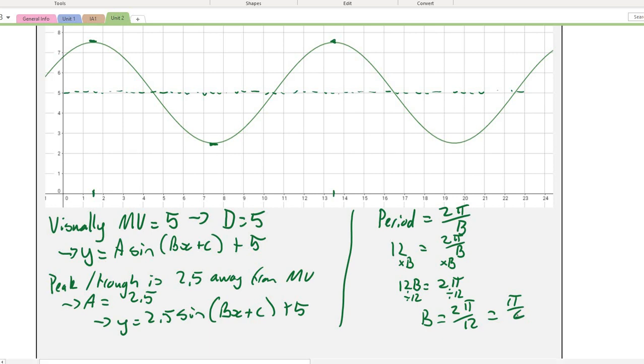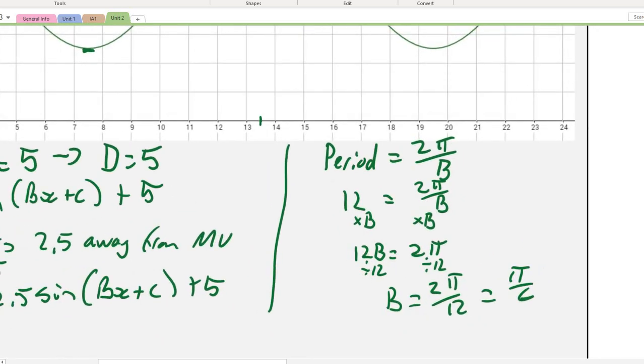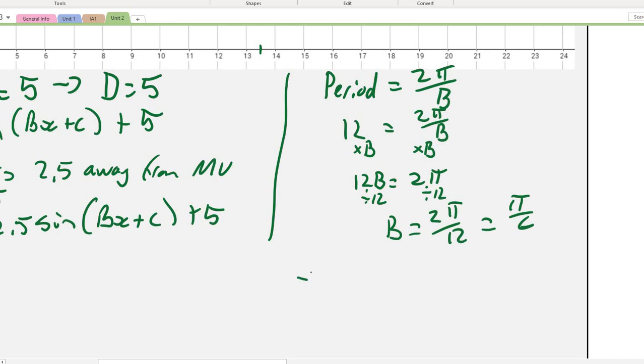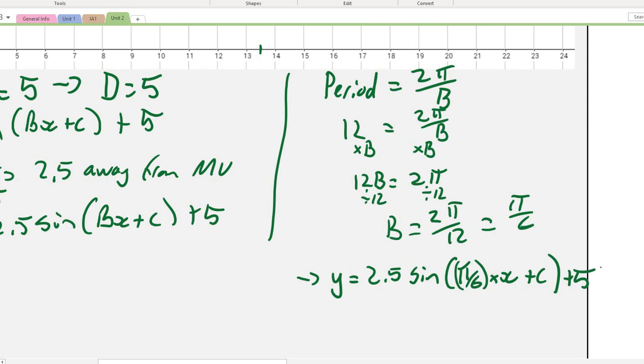Questions, comments, concerns? We're fine with how we got pi on 6. Okay, so let's add that into our rule now. So that means our rule is y equals 2.5 sine (pi on 6), I just like to put that in brackets just for clarity, times (x plus c), plus 5. Okay, well, all we've got to do is find our c value now.